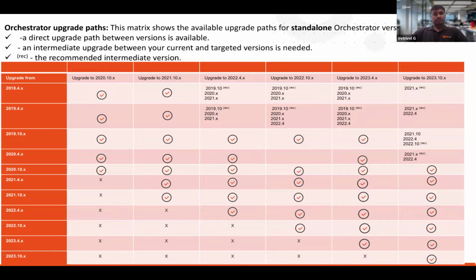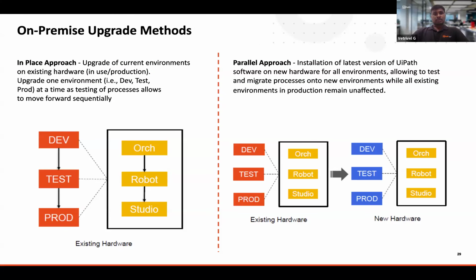Next slide. On-prem upgrade method, we have two methods: the in-place approach and the parallel approach. In the in-place approach, you can upgrade your current environment, on the already existing hardware where the orchestrator is installed. In the parallel approach, you can buy new hardware and go for a fresh installation. Before going to the upgrade, you can test it in any one of the lower environments, then dev and test, and then you can plan for production.